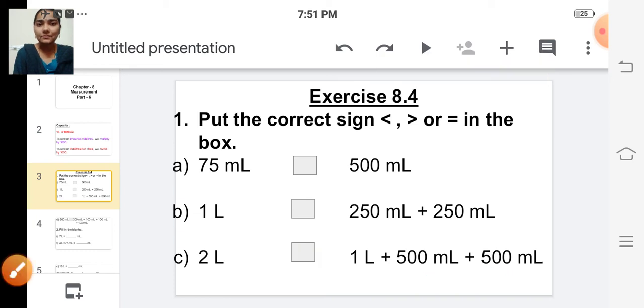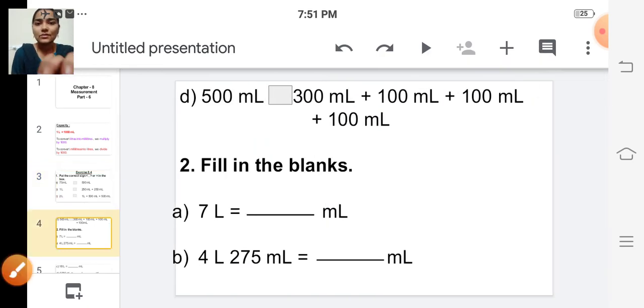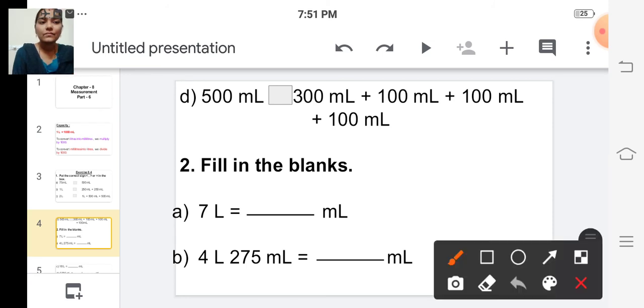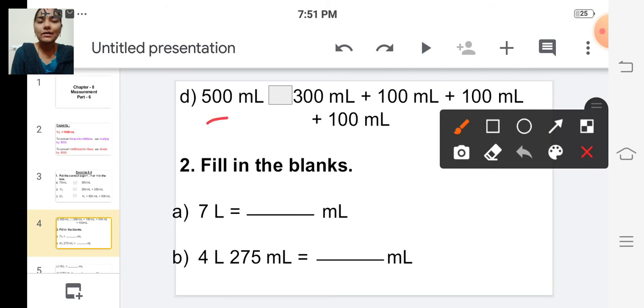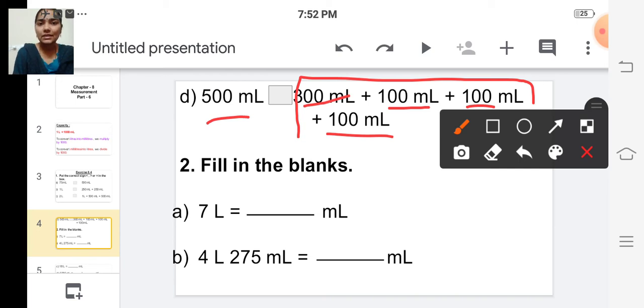Is it clear? Yes. So the next one, 500 milliliter on this side and on the next side 300 milliliter plus 100 milliliter plus 100 milliliter plus 100 milliliter. So in the first step, what do we have to do? We have to simplify. Okay. So we have to add all these capacities.